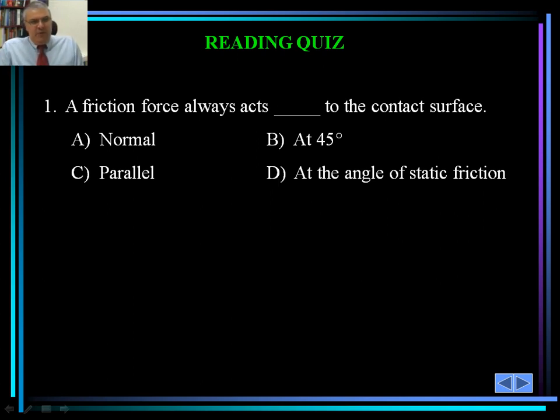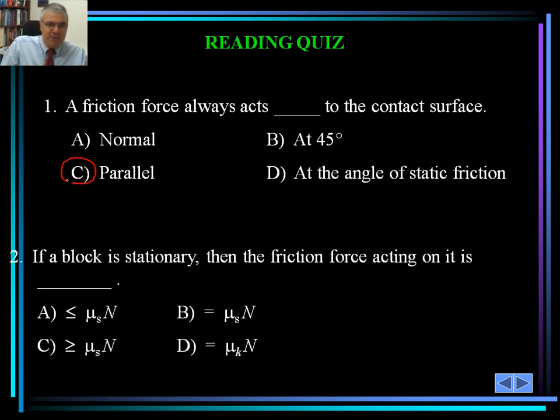So, based on the readings of this chapter, let's take a look at the first reading quiz. A friction force always acts blank to the contact surface. And there are four options here: normal, at 45 degrees, parallel, at the angle of static friction. And the correct answer is C, parallel to the contact surface. So the correct sentence here would be: the friction force always acts parallel to the contact surface.